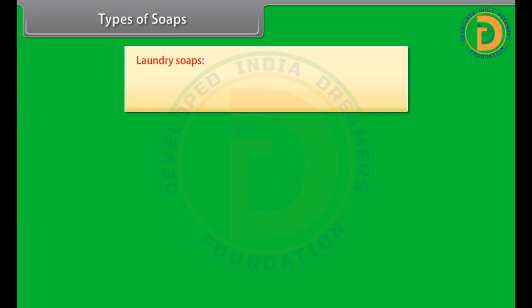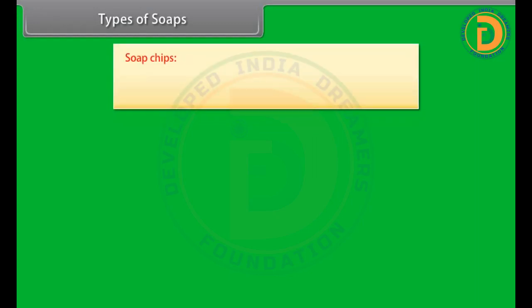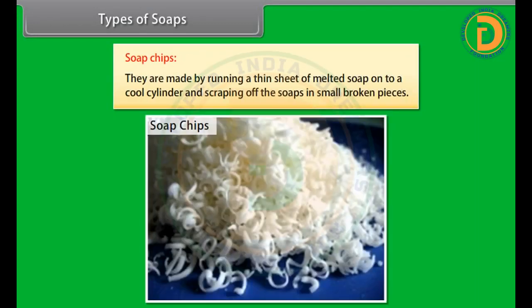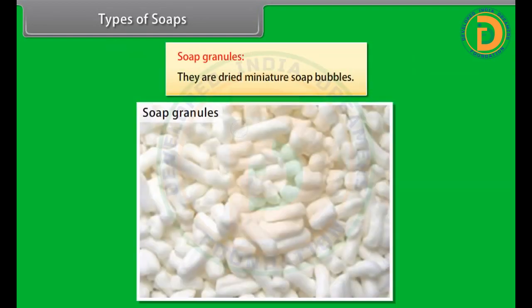Laundry soaps. They contain fillers like sodium rosinate, sodium silicate, borax, and sodium carbonate. Soap chips. They are made by running a thin sheet of melted soap onto a cool cylinder and scraping off the soaps in small broken pieces. Soap granules. They are dried miniature soap bubbles.